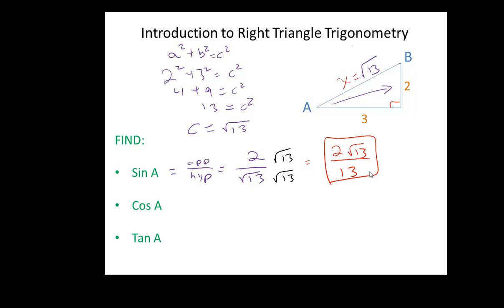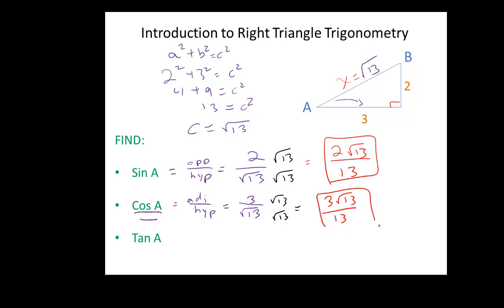Let's try the cosine of A. So for the cosine of A, I'm looking at adjacent divided by hypotenuse. And you don't have to write this every time, but I'm doing it to let you know where I got these numbers from. So the length of my adjacent is 3, the length of my hypotenuse is the square root of 13. Once again, I need to rationalize that denominator. So I'm rationalizing the denominator here, and I end up with my answer, 3 radical 13 over 13. Here's my answer for the cosine of A.